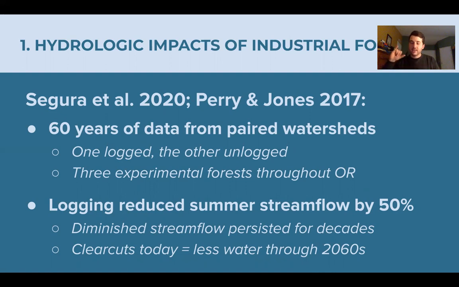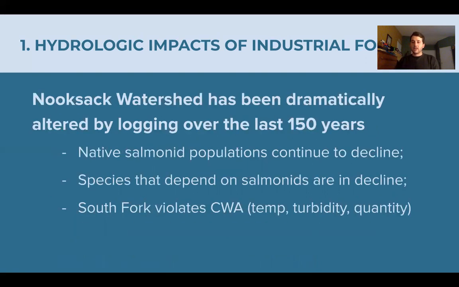And that deficit, that water deficit, lasted and persisted for numerous decades. And they're not actually able to tell when it ends, but it lasts at least 4 decades after clear-cut, potentially more. Very, very big finding, and it has very major implications for the Nooksack watershed. Because this watershed has been dramatically impacted by clear-cut plantation forestry.